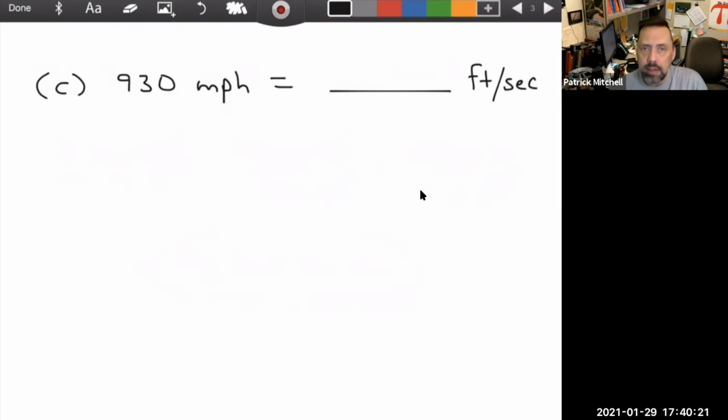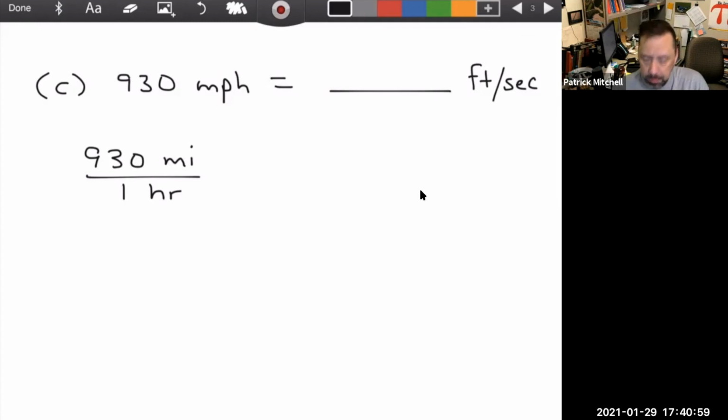So the first thing I'm going to tell you is the word per, P-E-R, in math usually translates into divide. So if you have miles per hour or feet per second and you need to set that up as a rational expression, you can do it like this. 930 miles per hour, you write it as 930 miles divided by 1 hour, okay? So I need to get rid of miles and hours and replace them with feet and seconds.